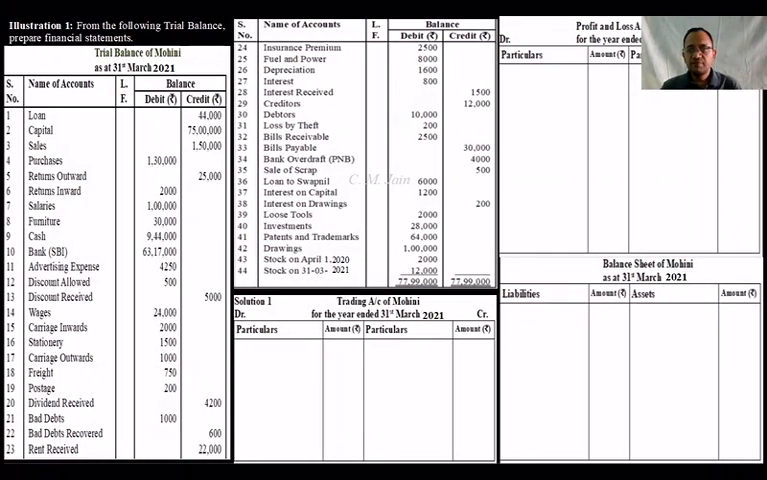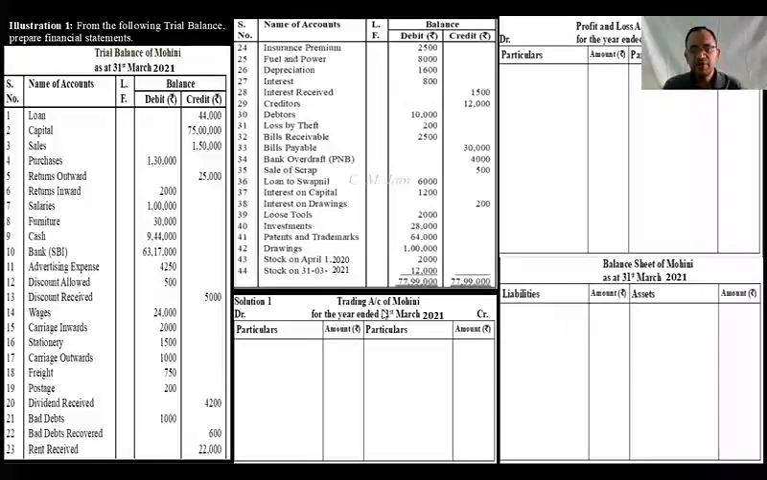Written the question, made the formats. Let's read the question now. From the following trial balance, prepare financial statements. Trial balance of Mohini as at 31st March 2021.